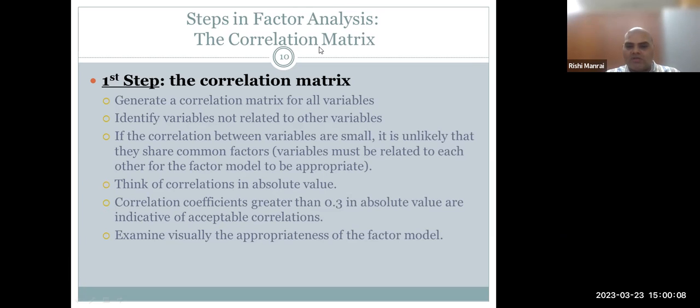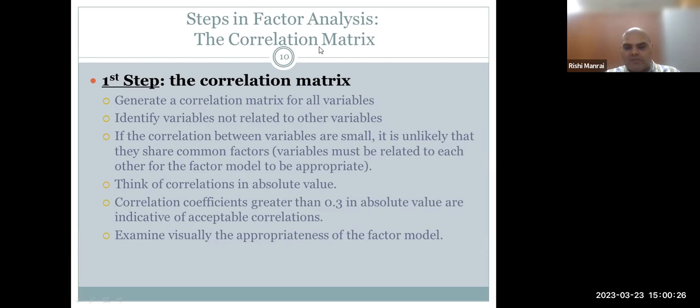The correlation coefficient greater than 0.3 in absolute values is indicative of acceptable correlation. So if your correlations are coming above 0.3, that is a good enough reason for undertaking factor analysis.